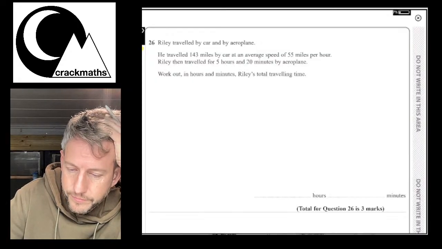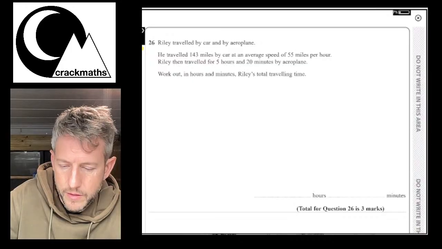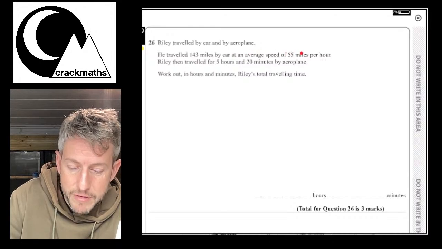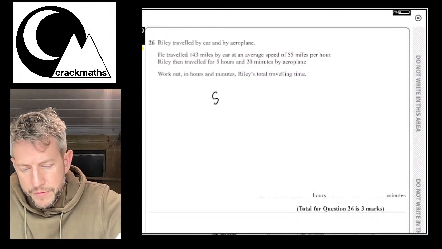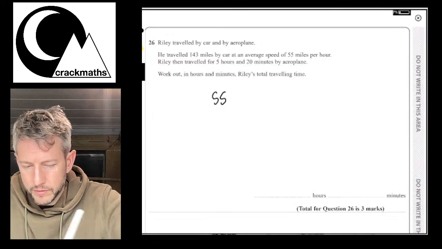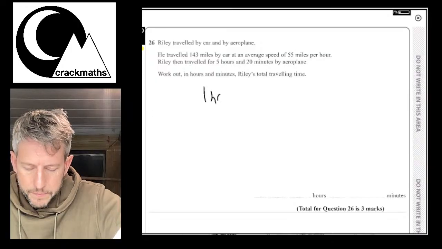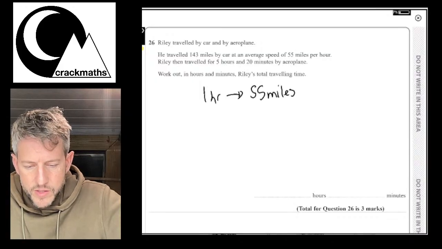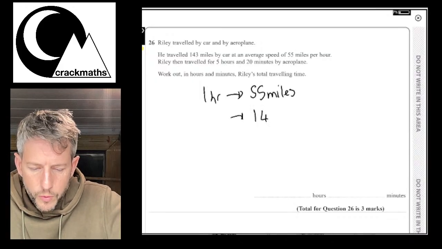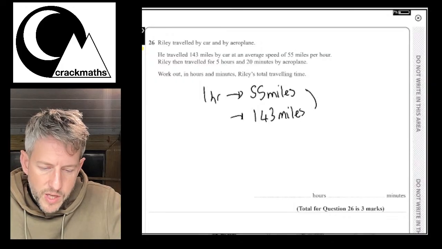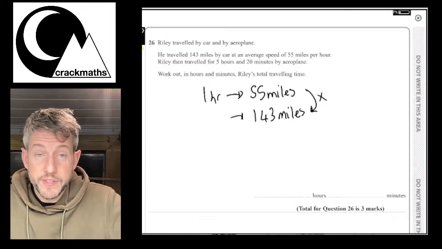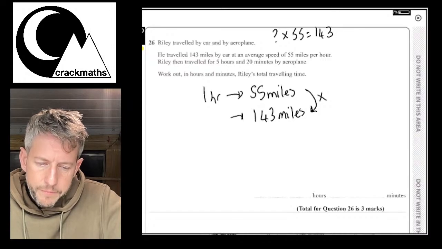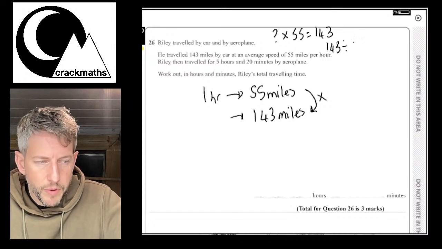So he did 143 miles at an average speed of 55 miles per hour. So in 1 hour, he does 55 miles. That's what that means. So we want to get to 143 miles. What times 55 gives us 143? That's what we're looking for. So I need to do 143 divided by 55.